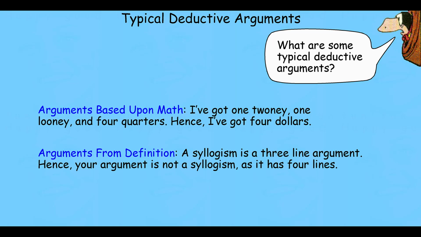When we define something, we will specify the conditions that are individually necessary and jointly sufficient for an instance of that kind of thing. That is, we'll specify how to classify something as an instance of that kind of thing or to rule it out as an instance. And that structure, again, facilitates its use in deductive arguments. And so arguments from definition will start off with a definition, and then they'll use a deductive inference to exploit that definition in order to draw a conclusion. So an example of that might be a syllogism is a 3-line argument. There's our definition. Hence, your argument is not a syllogism as it has 4 lines.